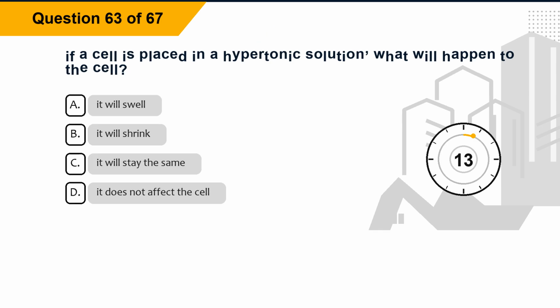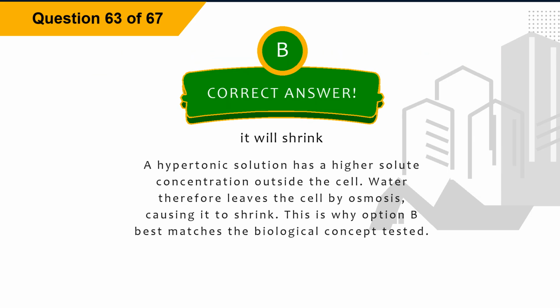Question 63. If a cell is placed in a hypertonic solution, what will happen to the cell? Option A, it will swell. Option B, it will shrink. Option C, it will stay the same. Option D, it does not affect the cell. The correct answer is option B, it will shrink. Explanation: a hypertonic solution has a higher solute concentration outside the cell. Water therefore leaves the cell by osmosis, causing it to shrink. This is why option B best matches the biological concept tested.